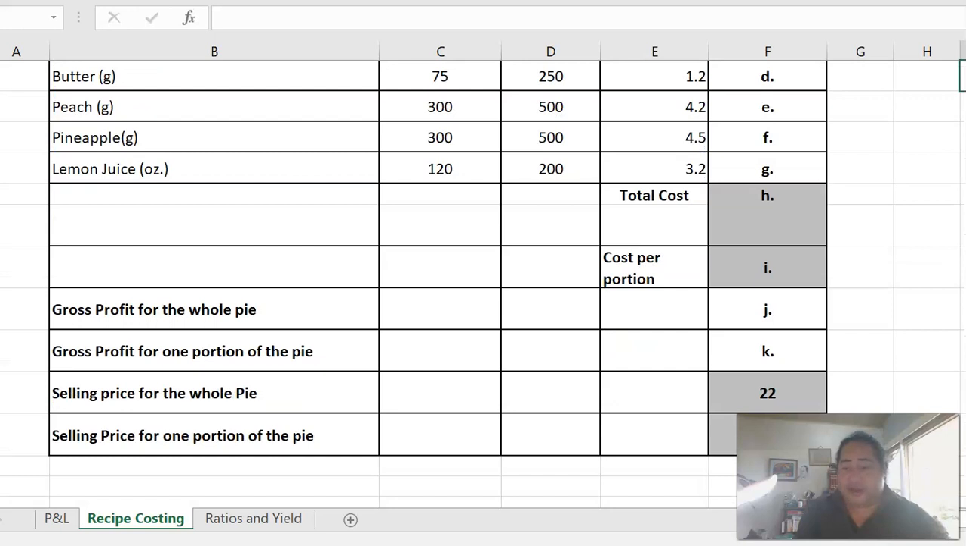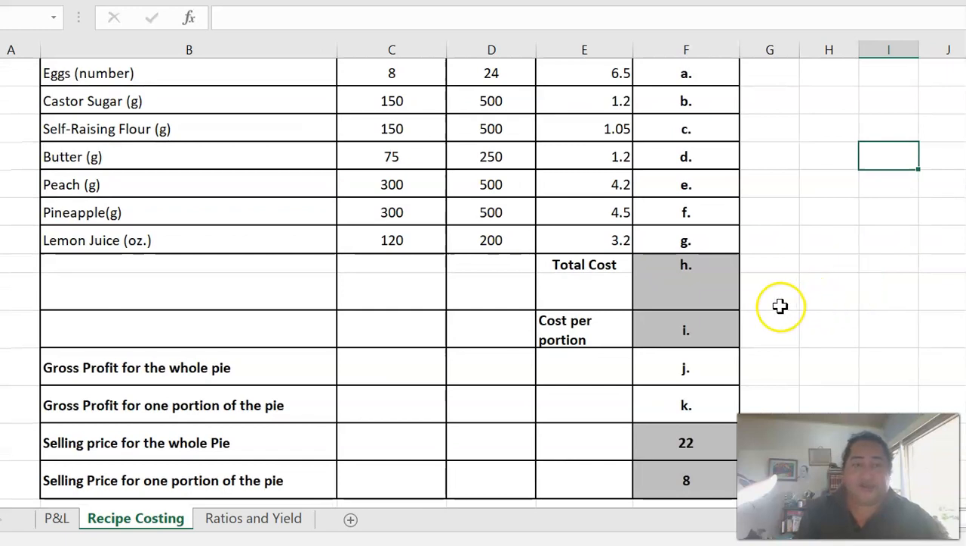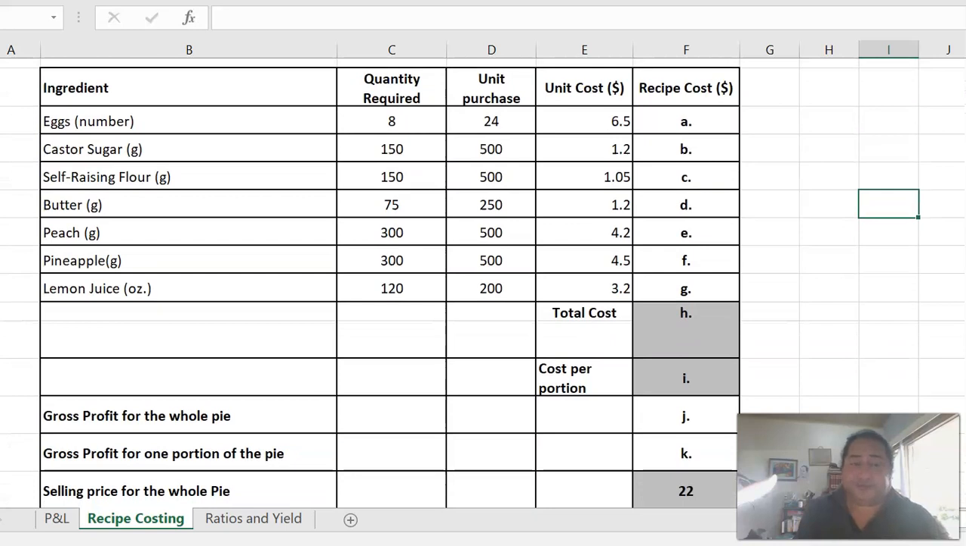Let me see if I can narrow this. Now you can see it clearly. So we'll use that. You see this column here, we look at the number column. The first, quantity required, is the amount that you need to bake that actual dish. When you look at your ingredients, even a pinch of salt or a teaspoon, everything you need to calculate. Unit purchase is what you buy them in, such as 500 grams or 24 eggs, a crate or whatever.